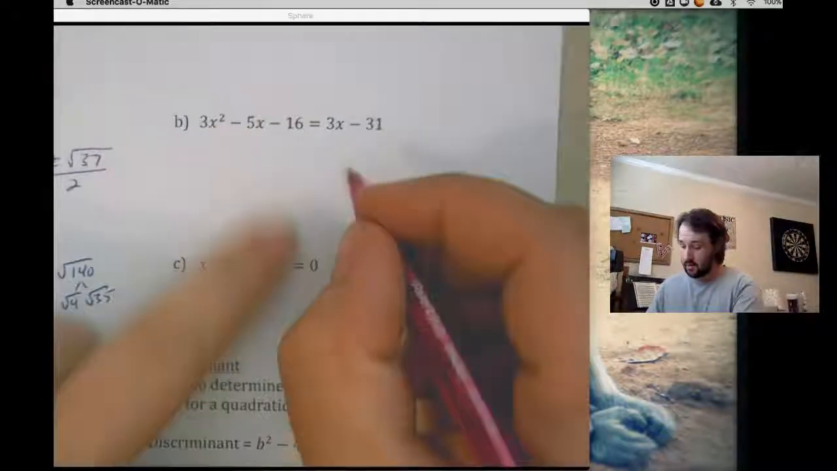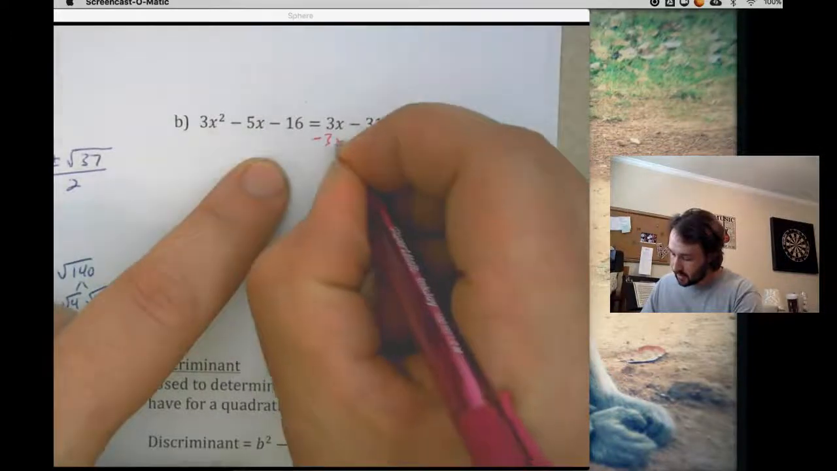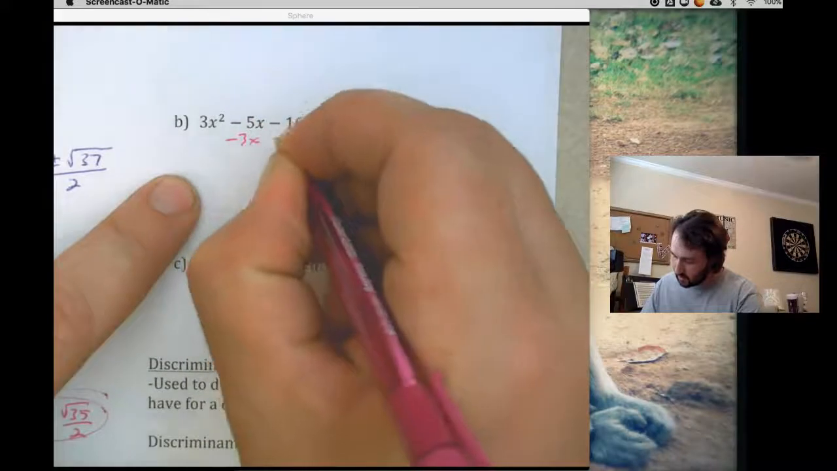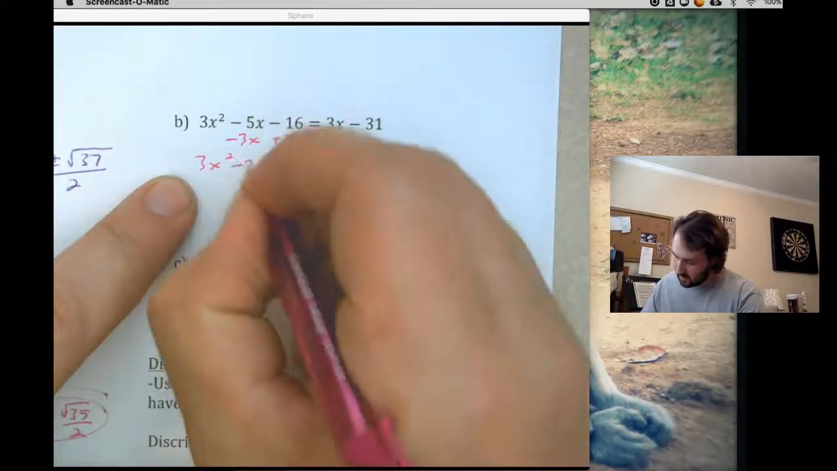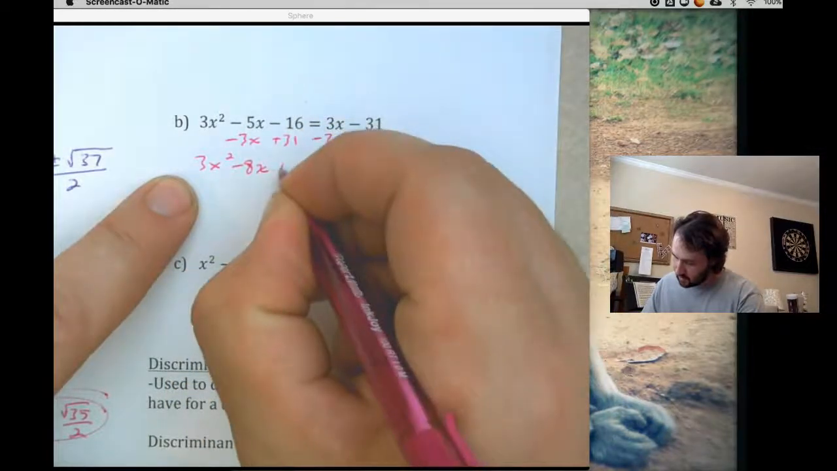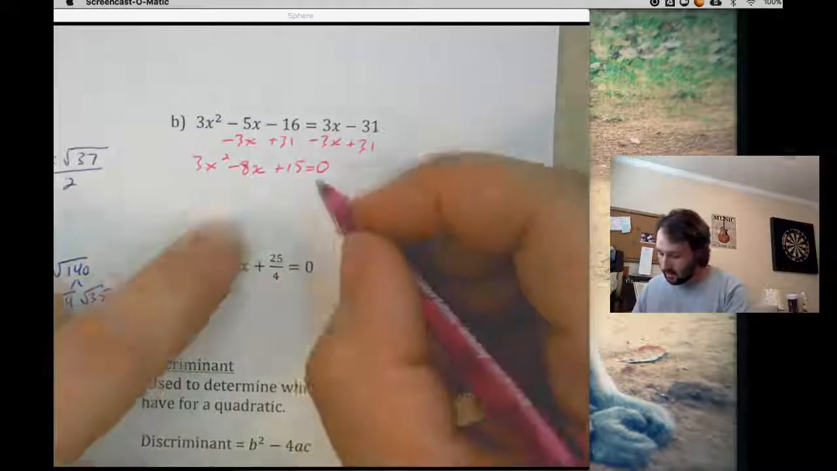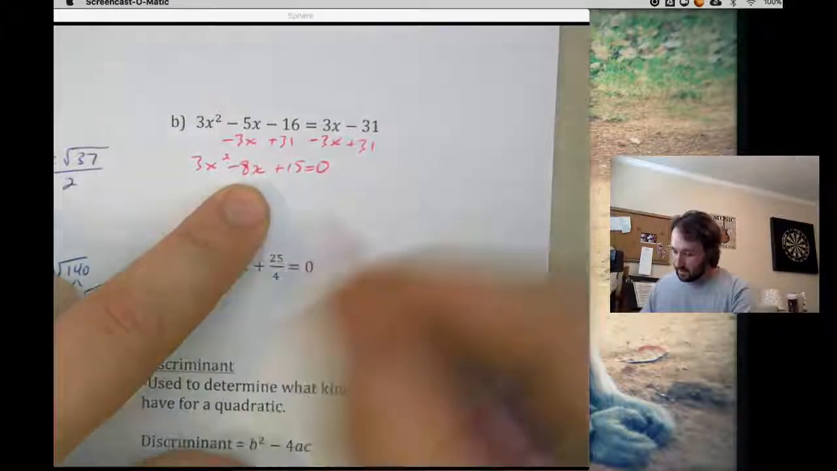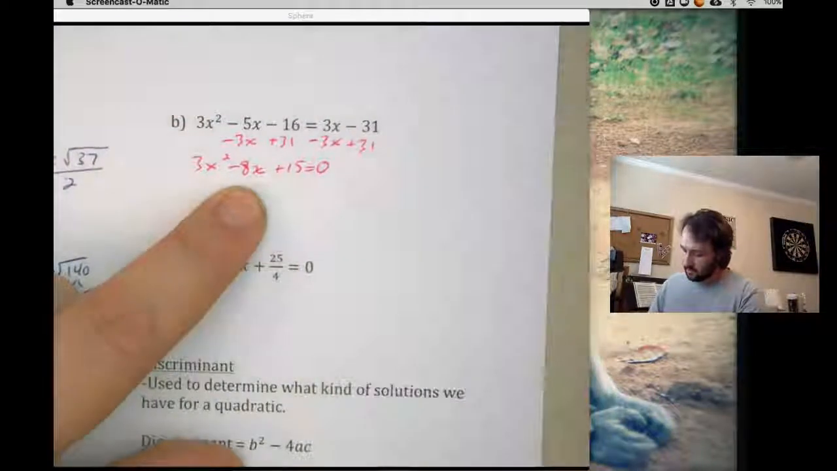All right, so here, notice it doesn't equal 0, so I need to make it equal to 0. So minus the 3x and plus the 31. So minus 3x plus 31. So I have 3x squared minus 8x plus 15 equals 0. So with this one, I have A, B, and C set up for me.